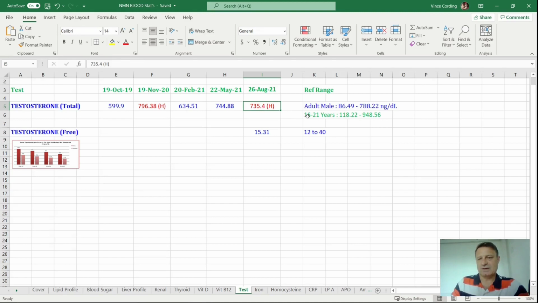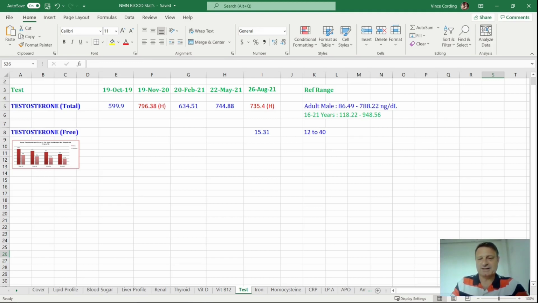If you look also at a 16 to 21 year old, their testosterone should be between 118 and 948. So 735 is still at the upper end of someone between the age of 16 and 21. I thought total testosterone was a bit of a minefield to try and wade through to get some clear answers, because lots of sites are contradictory and confusing. Many people in the past have said I should test my free testosterone, because that's the one that really matters.